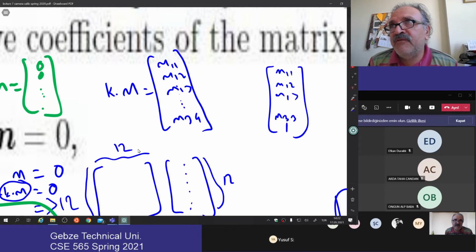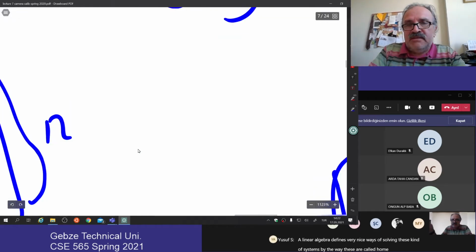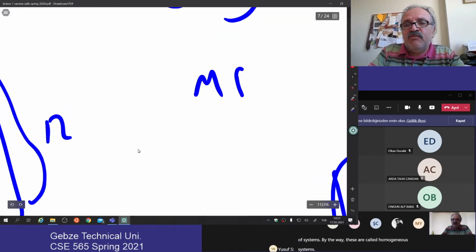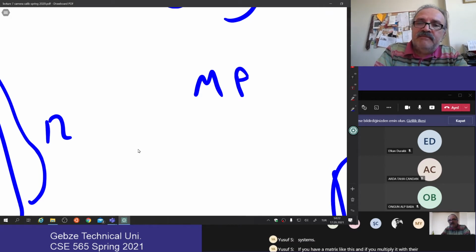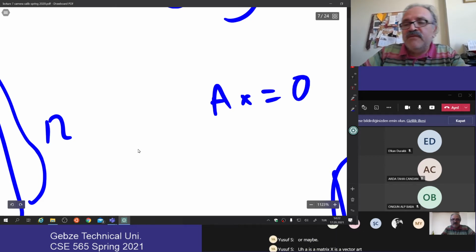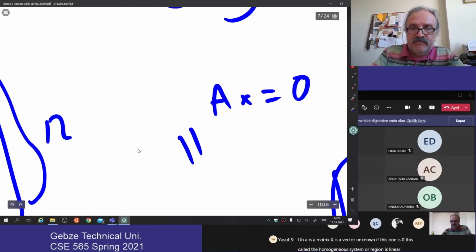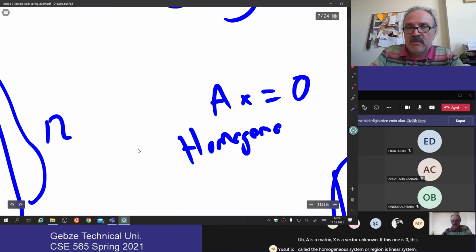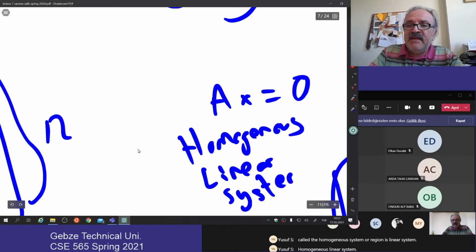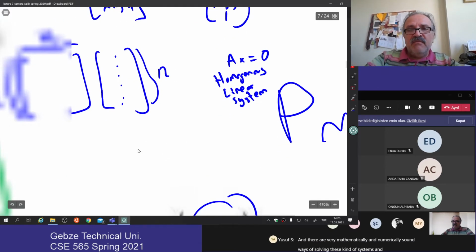Linear algebra defines very nice ways of solving these kinds of systems. By the way, these are called homogeneous systems. If you have a matrix like this, A is a matrix, X is an unknown vector, and you multiply them, and if this is 0, this is called a homogeneous linear system. There are very mathematically and numerically sound ways of solving these kinds of systems, and I'm going to look at that one. Maybe you will remember it.